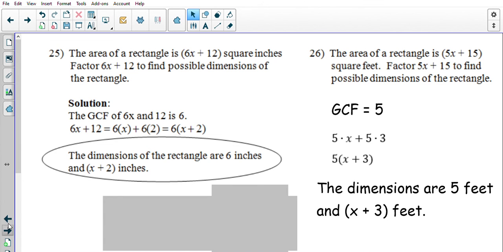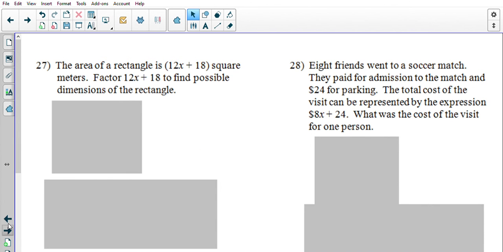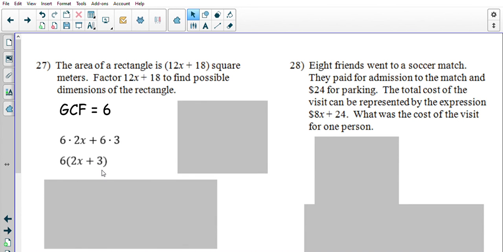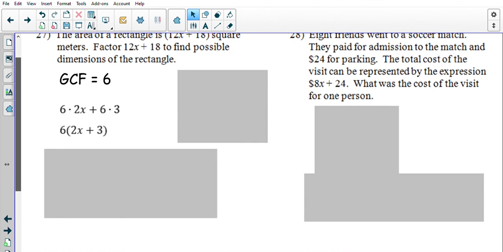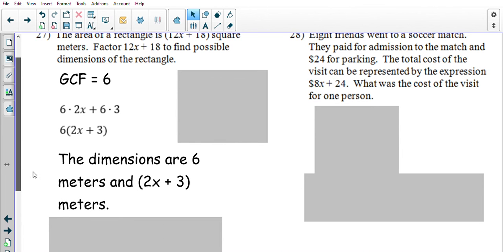All right, let's try another one of these. Number 27. The area of a rectangle is 12x plus 18 square meters. Factor 12x plus 18 to find possible dimensions of the rectangle. GCF is 6, so it factors into 6, and then in parentheses 2x plus 3. So my possible dimensions are 6 meters and 2x plus 3 meters.